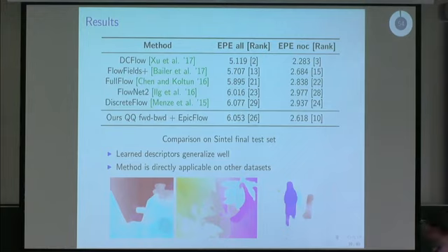We also tried to apply it to completely other databases, the old Middlebury database, for example, and it works out of the box very well. So we think because we don't have so many parameters, it's not overfitted to a particular database, therefore it works very well also for other data.